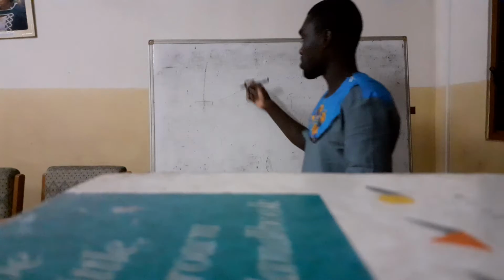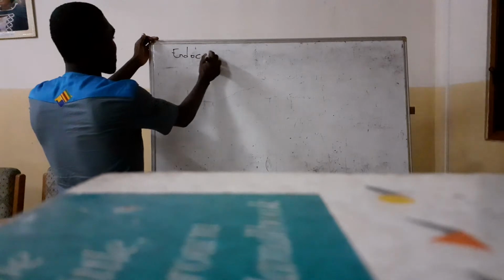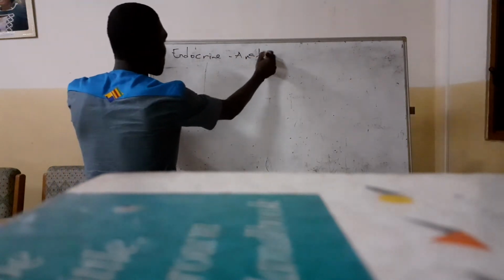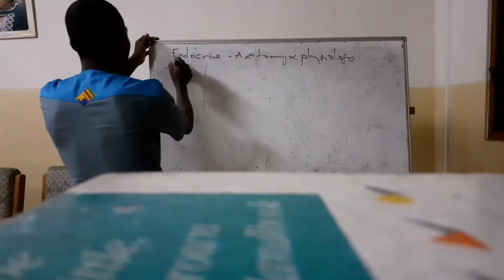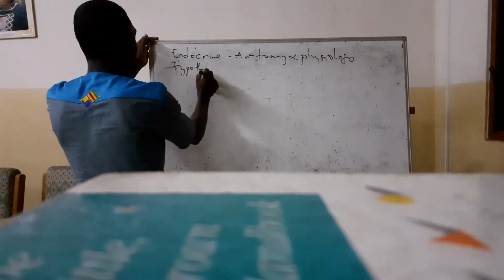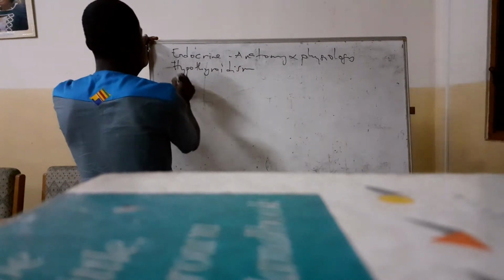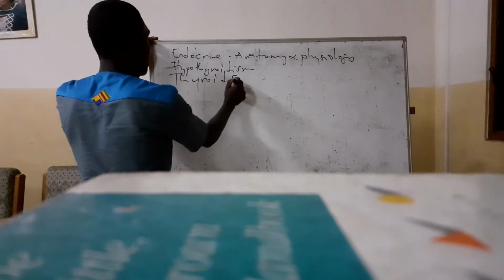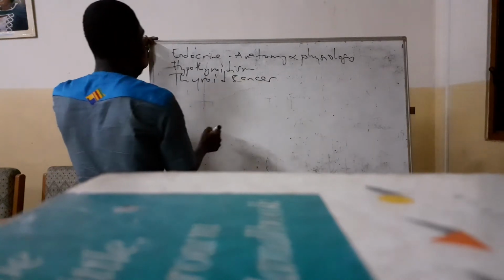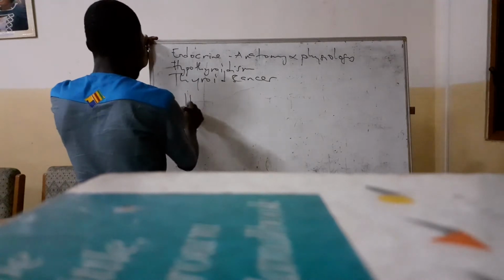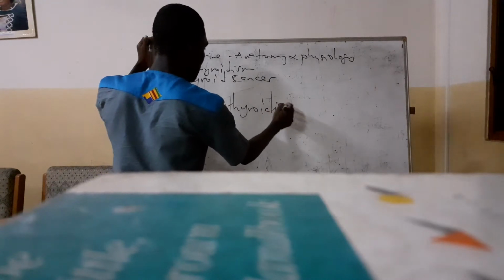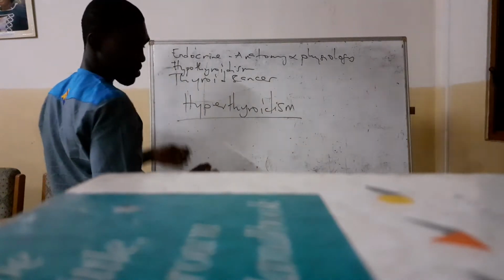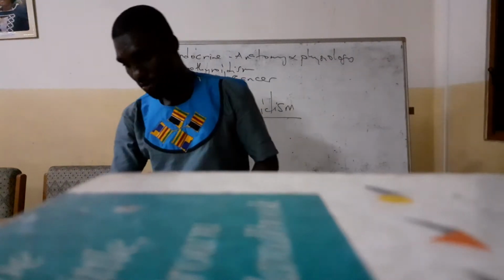Okay, so today we'll continue our lecture. We are on the endocrine system. The last time we reviewed the anatomy and physiology, and then we talked about hypothyroidism, and then we did thyroid cancer. Okay, so today we are talking about hyperthyroidism.